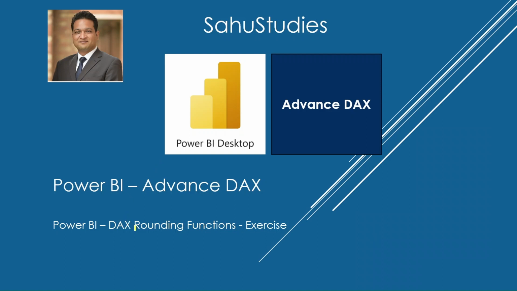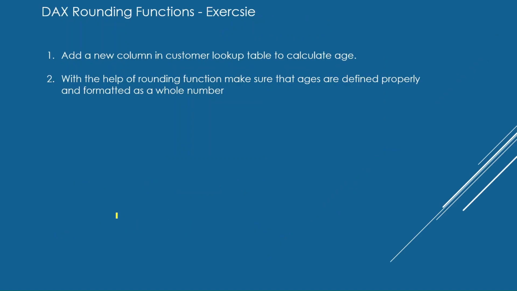In this video, I am going to do an exercise based on the rounding function in Power BI. In this exercise, I am going to add a new column in the customer lookup table to calculate the age. And after that, with the help of a rounding function, I will make sure that the ages are defined properly and formatted as a whole number. So these are the two things which I am going to do as a part of this exercise.